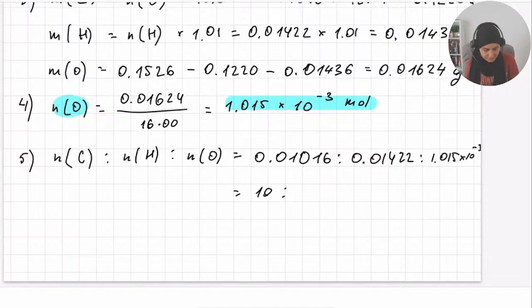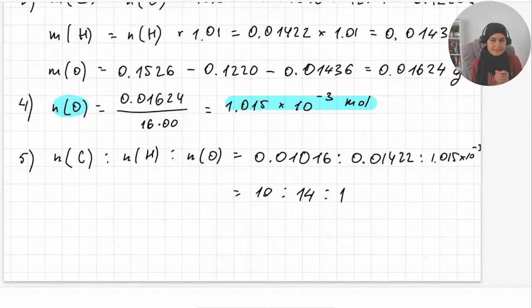And then I do this number, 0.01422 over 1.015, which is 14. Yes, and 1. So that's our empirical formula. Looks good. We got whole numbers.